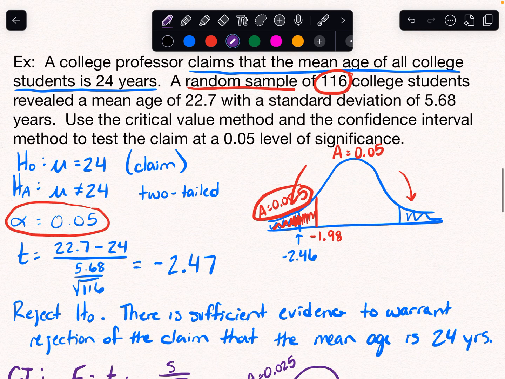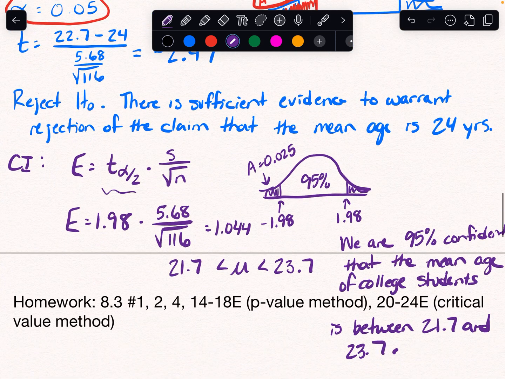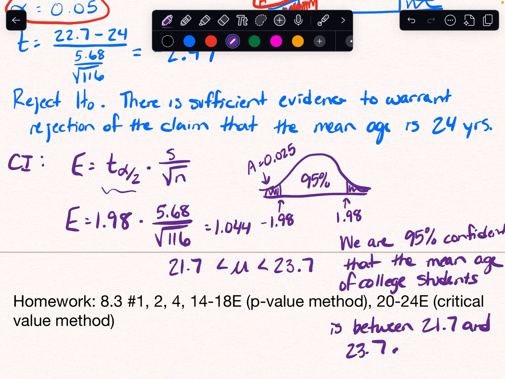Our claim was that the mean age of all college students is 24. It does not support it, because 24 does not fall into that range, which is what our hypothesis test gave us. Woo! Awesome.